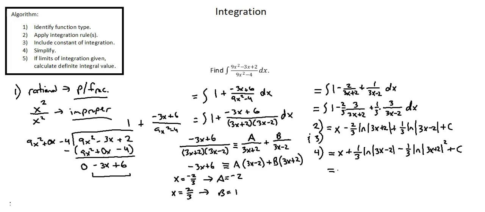And finally, equals x plus 1/3 times the natural log. And notice now both natural log terms have a multiple of 1/3. We're adding the first term, subtracting the second term, so I'm going to set up a quotient. The absolute value of the added term, 3x minus 2, over the subtracted term, 3x plus 2 to the power of 2, plus C. And this is the integral of the given expression. We've completed our requirements. This completes integration using partial fractions, example 2.